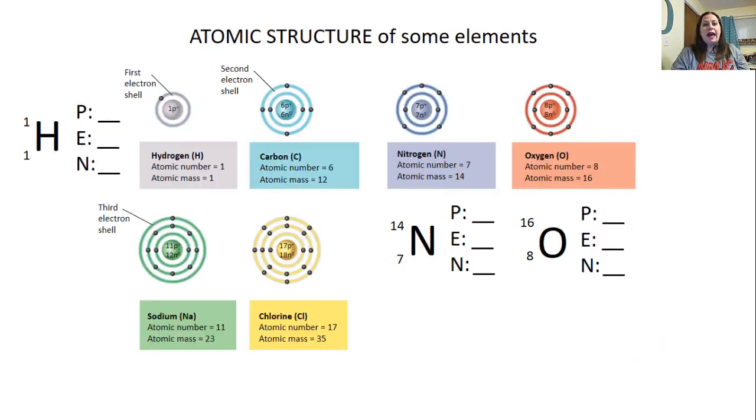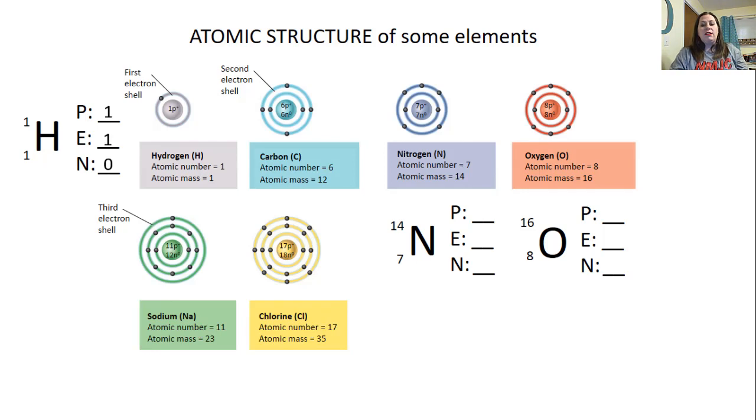So if we take a look at hydrogen, how many protons does hydrogen have? It has 1. How many electrons does hydrogen have? Well, we have to have the same number of positives and the same number of negatives, so it's 1. And then the number of neutrons here is 0, because 1 minus 1 is 0. In this case, this hydrogen has no neutrons.